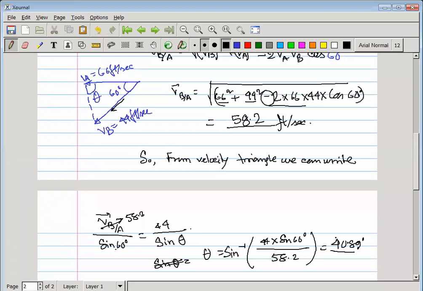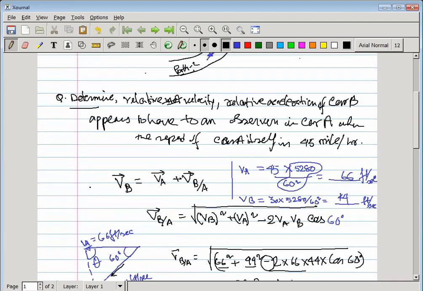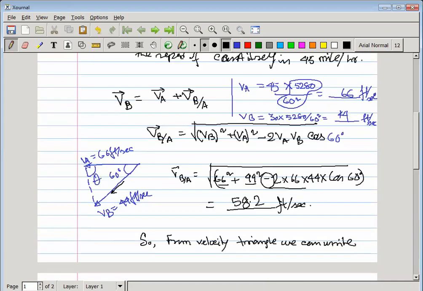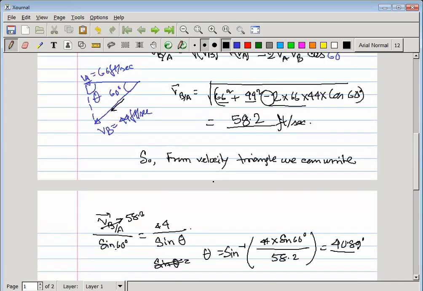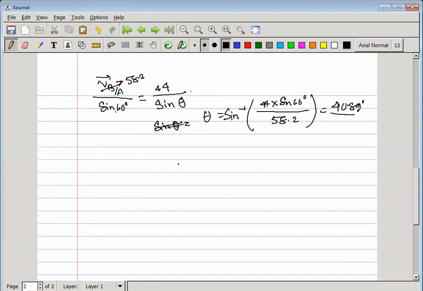So it means for the condition when the velocity of vehicle A is 45 miles per hour and the position of the other vehicle is 30 degrees with respect to horizontal, this relative angle is generated, that is theta is 40.89 degrees. Okay, so now as per the question, we have to find out the acceleration.